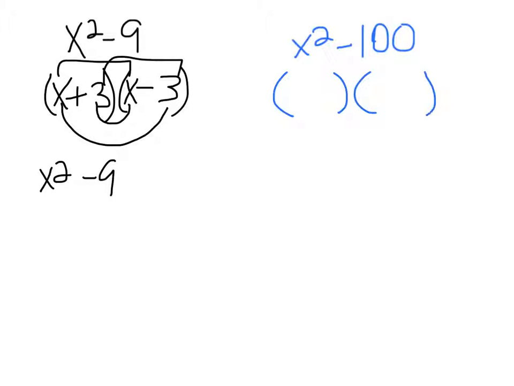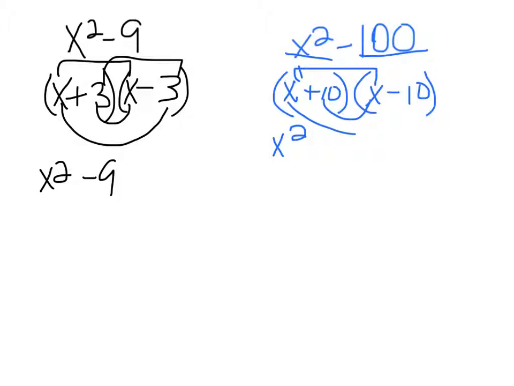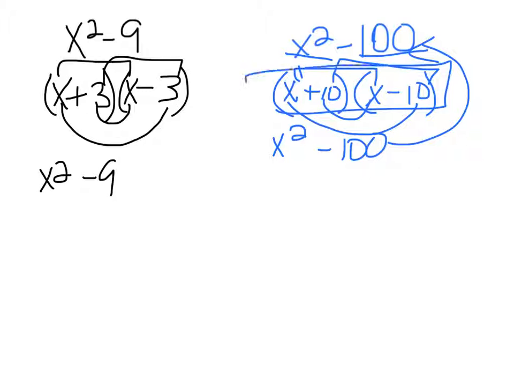Okay. How do you get x squared? X times x. What's the square root of 100? 10 times 10. One is positive, one is negative. Again, x times x is x squared. And then you're going to have the positive 10x here and the negative 10x here. Those eliminate each other. And then you have a positive 10 times a negative 10, which is negative 100. So it gets you back to your original. So this is your answer right here.